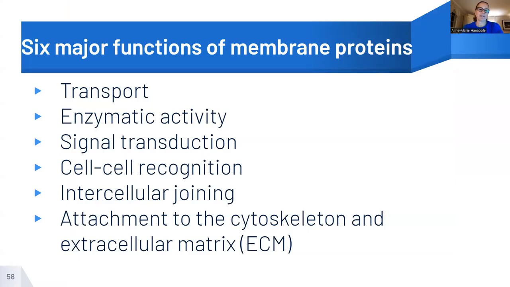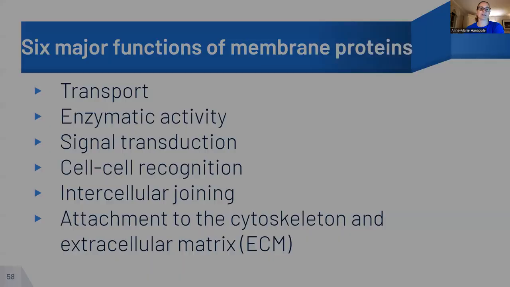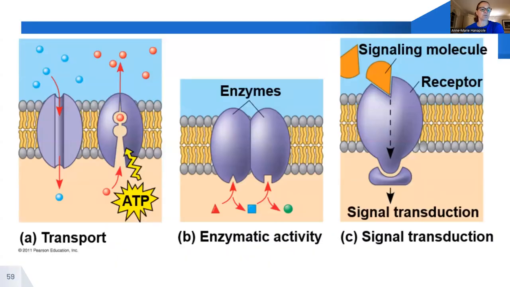So again, there are proteins embedded in the membrane, and they're all going to have functions. There are lots of different functions for those membrane proteins. So we've got some that are transport, enzymatic, signal transduction, cell-to-cell recognition, intracellular joining, and then the extracellular matrix and the cytoskeleton proteins. So transport ones are going to be moving things into and out of the cells, and we're going to take a closer look at those in this chapter.